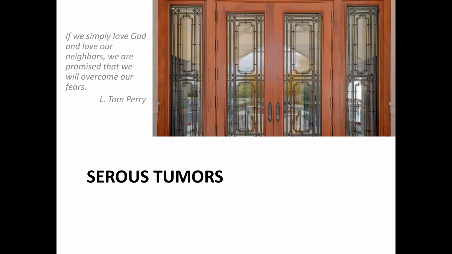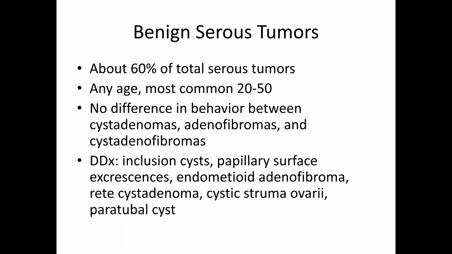So let's begin here with the serous tumors, which are certainly the most frequent lesions that we encounter, and can be a lot of fun. Of course, the benign lesions are common. About 60% of total serous lesions are benign, and they cover a wide age range, really. And in terms of behavior, the amount of stroma, the amount of cystic change doesn't make a whit of difference. Cystadenoma, adenofibroma, cystadenofibromas, these are all the same disease, the same outcome, and so forth.